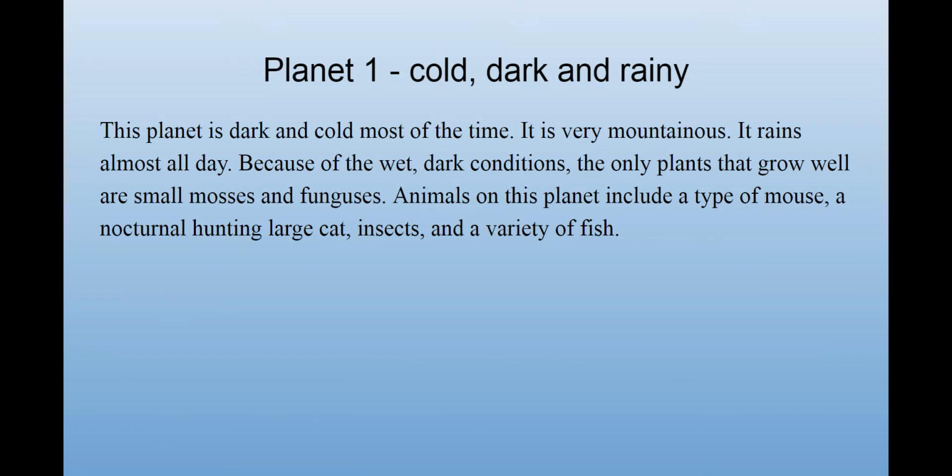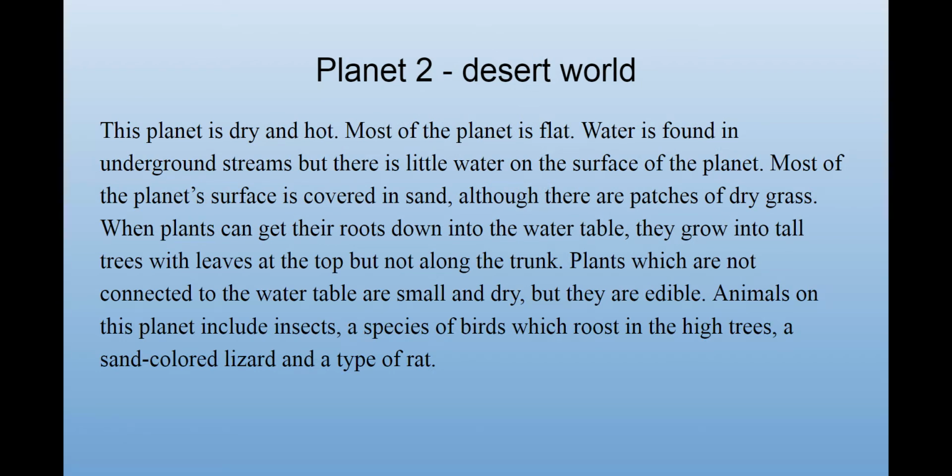So planet 1, cold, dark, and rainy. This planet is dark and cold most of the time. It's very mountainous. It rains almost all day. Because of the wet, dark conditions, the only plants that grow well are small mosses and funguses. Animals on this planet include a type of mouse, a nocturnal hunting large cat, insects, and a variety of fish. So this is giving you an idea of what the planet looks like. Cold, dark, and rainy.